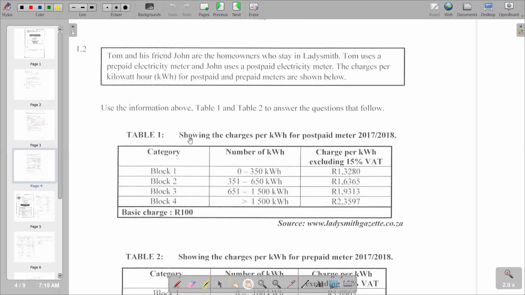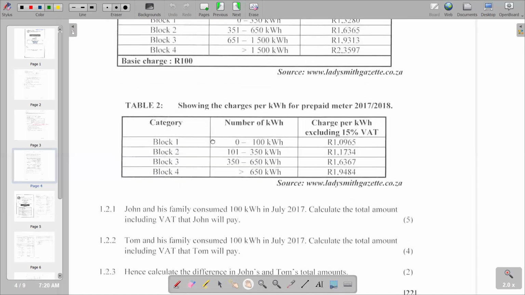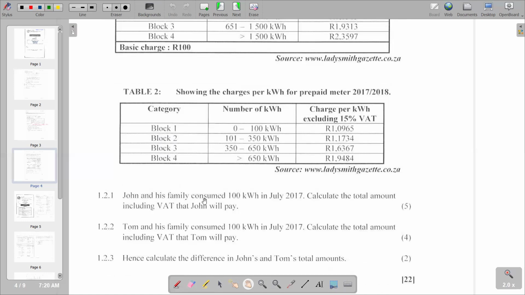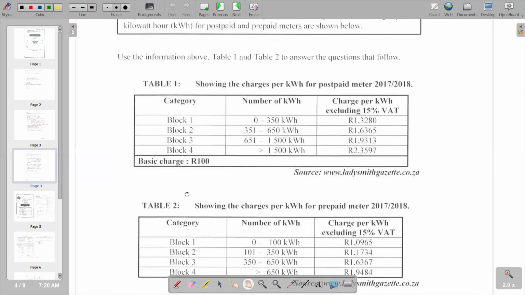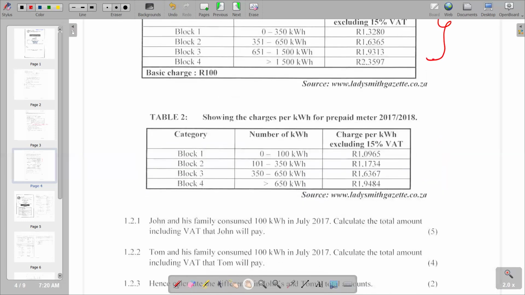So you are given table 1, and then also you are given table 2, which you need just to browse through. Then the first question reads, John and his family consumed 100 kilowatts in July 2017. Calculate the total, including VAT, that John will pay. So basically, we know that John, according to the instruction given, uses postpaid. So it means we use the postpaid table here, and kilowatts consumed. We see that we have 100 kilowatts consumed.